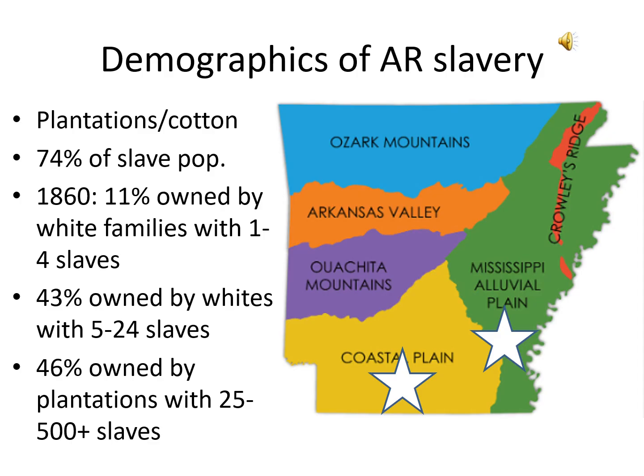43% owned 5 to 24 slaves, and 46% were owned by plantations with 25 to 500 plus slaves. So we have definitely the largest concentration of slavery focused on major, massive agricultural operations. Again, that 43% owned by whites with 5 to 24 slaves would be a mid-level kind of farm operation, more than subsistence farming, but not nearly as big as a plantation.